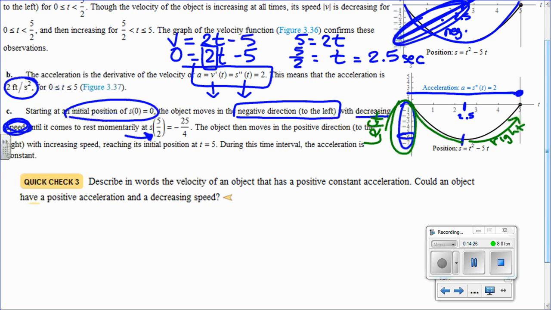And then, so we have during this time interval, the acceleration is constant. How do we know this if acceleration is constant? Yeah, it's the horizontal line, right there. You also know that the second derivative of a function of second degree is going to be a constant, right? Okay. Now, describing in your own words, the velocity of an object that has a positive constant acceleration. Could an object have a positive acceleration and a decreasing speed?